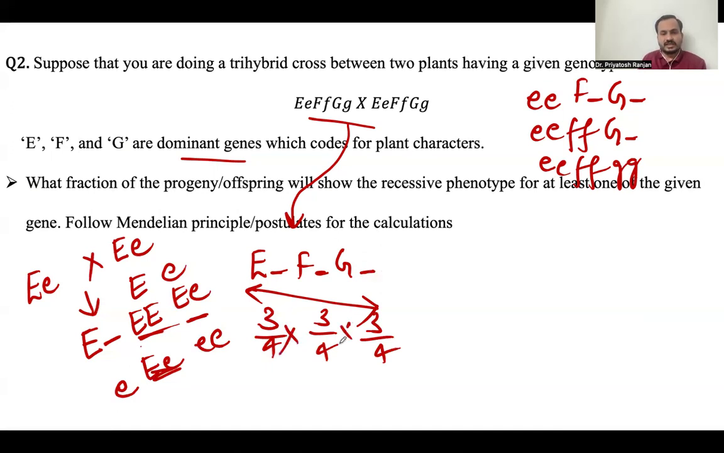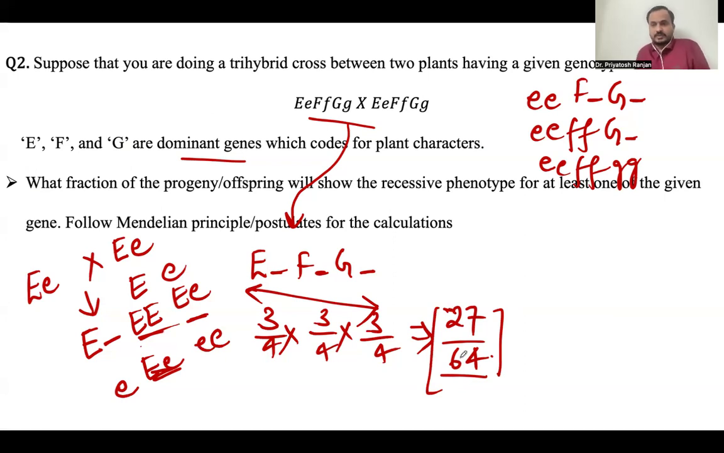So that number is going to be 27 by 64. Correct? So this is the proportion, the fraction of offsprings which are not carrying even a single copy of a recessive gene. But this is not the question which has been asked. What has been asked is what fraction of the progeny or offspring will show the recessive phenotype for at least one of the given genes.